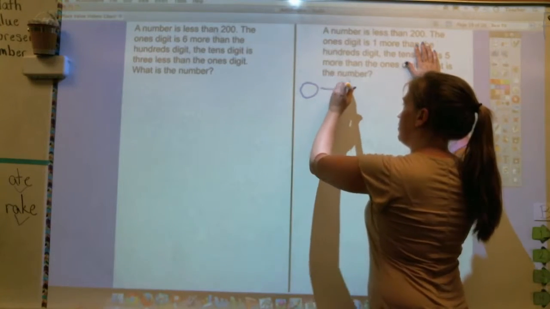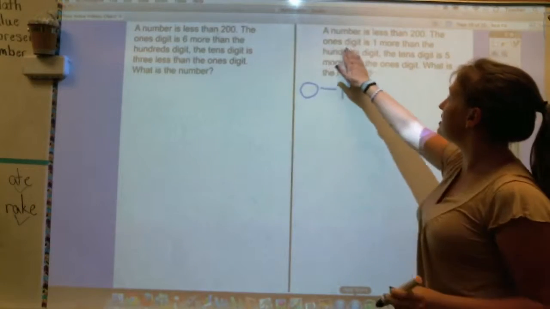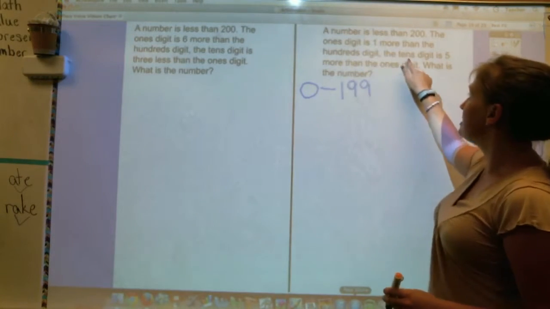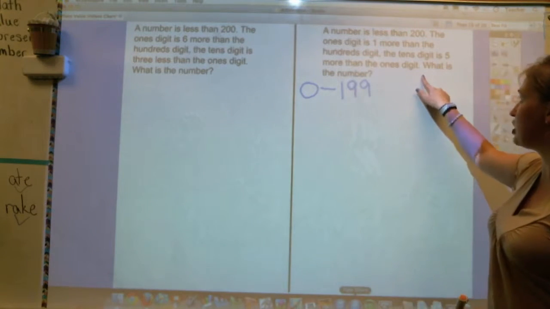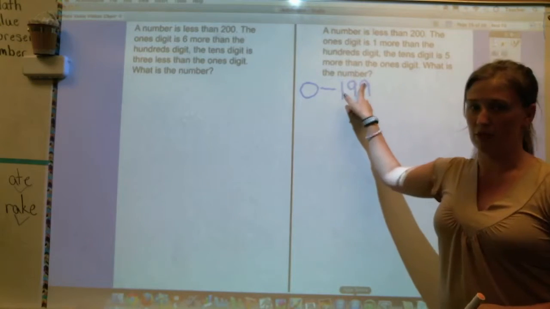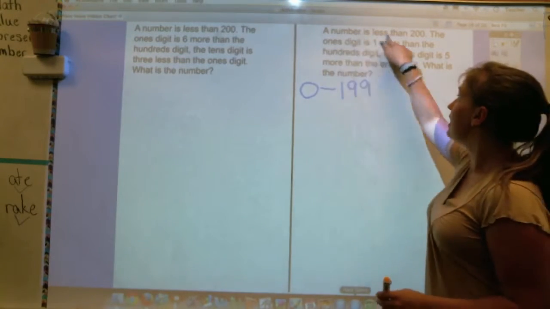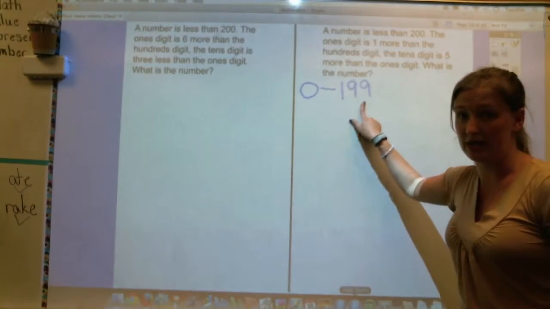0 and 199. The ones digit is 1 more than the hundreds digit. The tens digit is 5 more than the ones digit. What is the number? Okay, let's start with the first sentence. I already know that it has to be less than 200, so it's between 0 and 199.